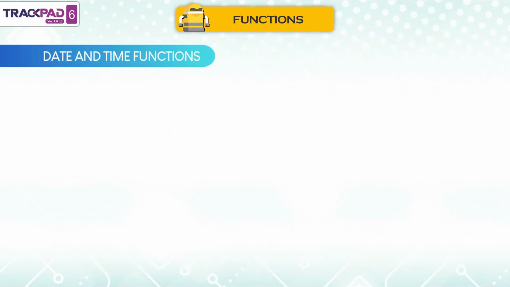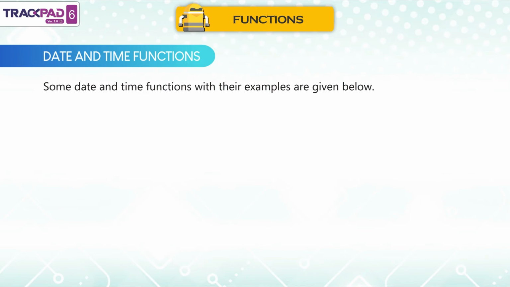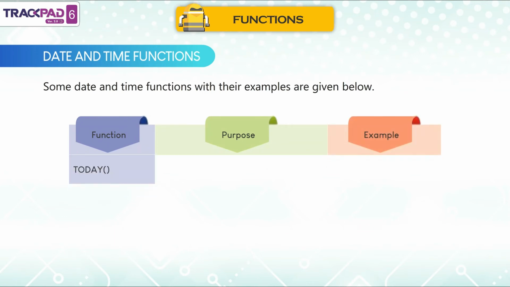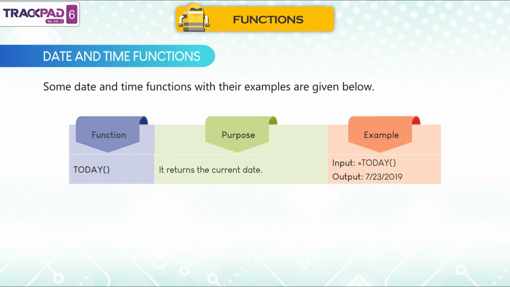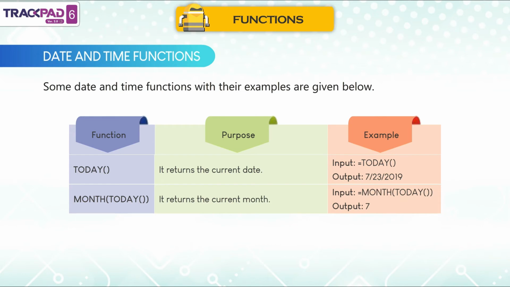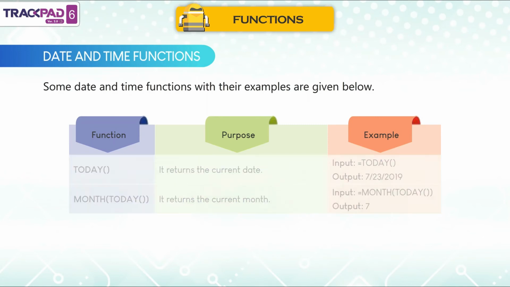Date and time functions. Some date and time functions with their examples are given below. Function with its purpose and example. TODAY returns the current date. Input: =TODAY(), output: today's date. MONTH(today) returns the current month. Input: =MONTH(TODAY()), output: current month.